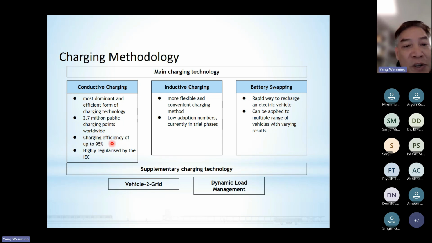And the charging efficiency is about 95%. It has the highest charging efficiency and is also highly regularized based at this AC.